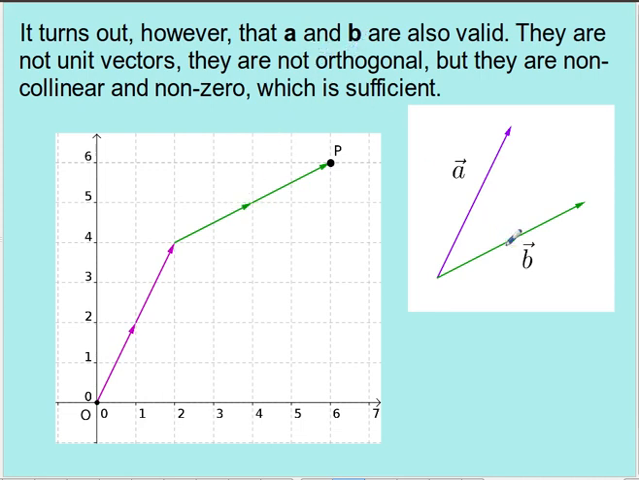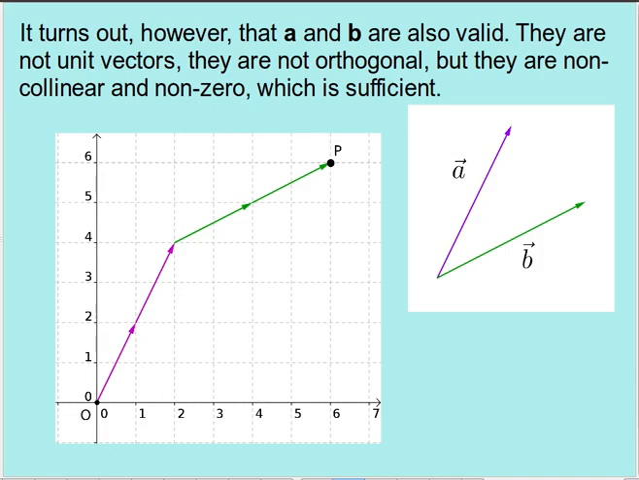These vectors, they're not unit vectors, they're not orthogonal, meaning that the angle between them is not 90 degrees, but the important properties they have here are that they are non-collinear, they don't lie along the same line, and they are non-zero, which is obvious, they both have length. And although I chose this point for convenience, so that it was going to be an integer multiple to get there, it turns out any point on the Cartesian plane could be described by those vectors a and b.